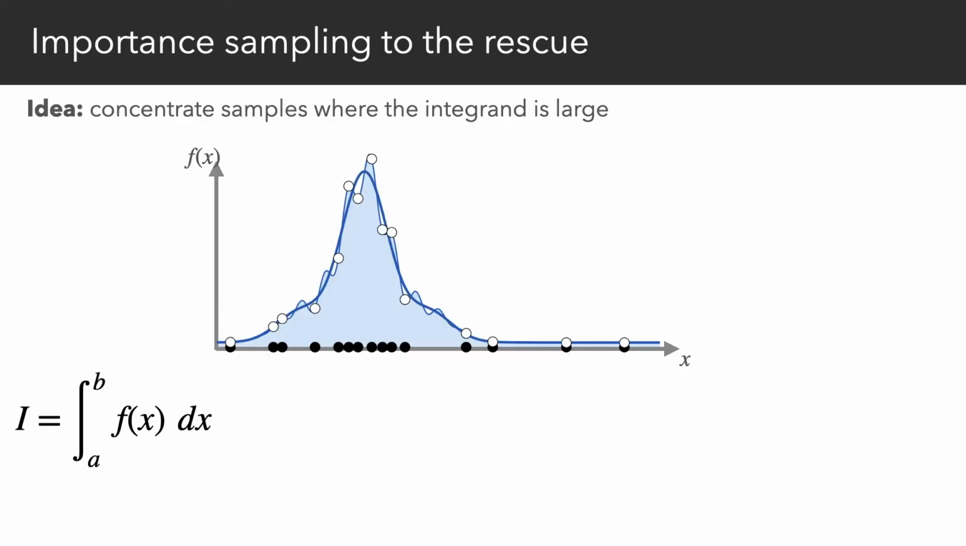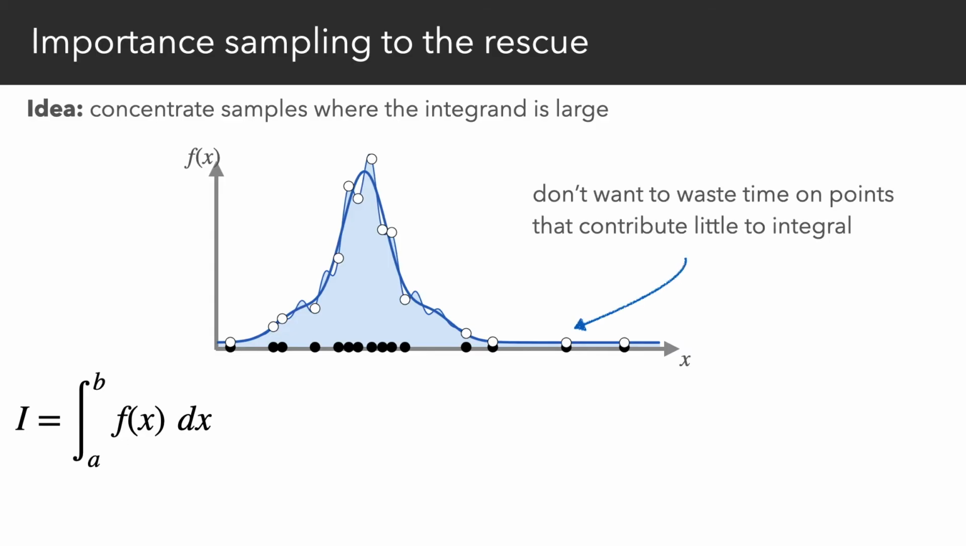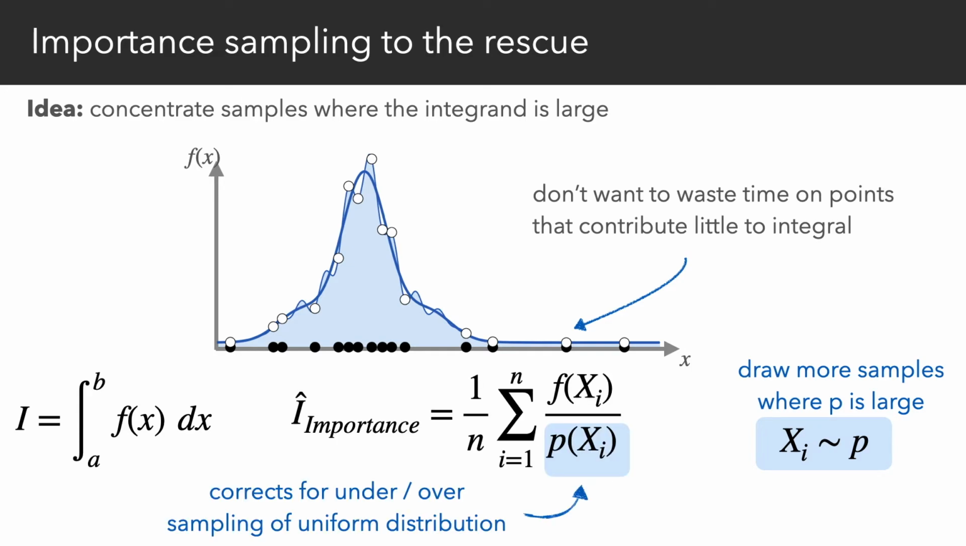Instead, we want to avoid sampling points in regions which contribute little to the integral. So rather than sample from a uniform distribution, we can sample from a distribution which approximates the integrand. And to make this unbiased, all we have to do is reweigh the samples a bit according to our distribution so that we can account for over or undersampling relative to the uniform distribution.